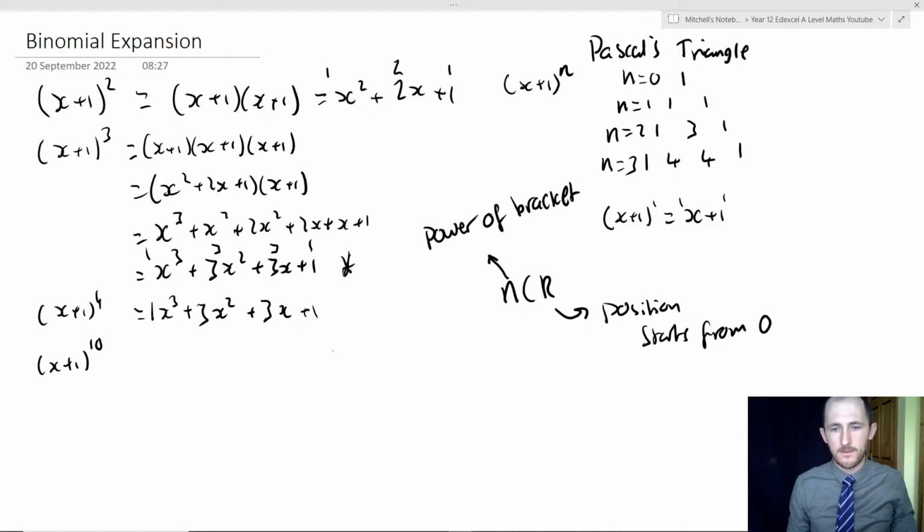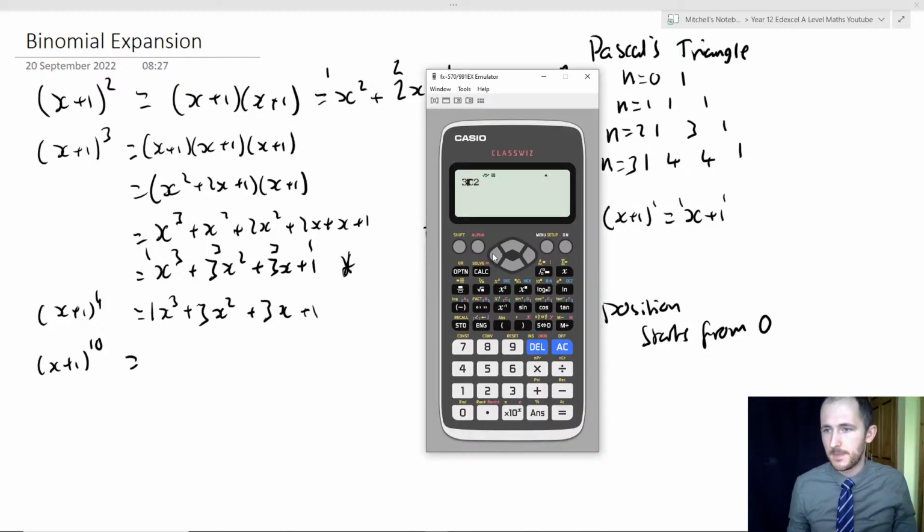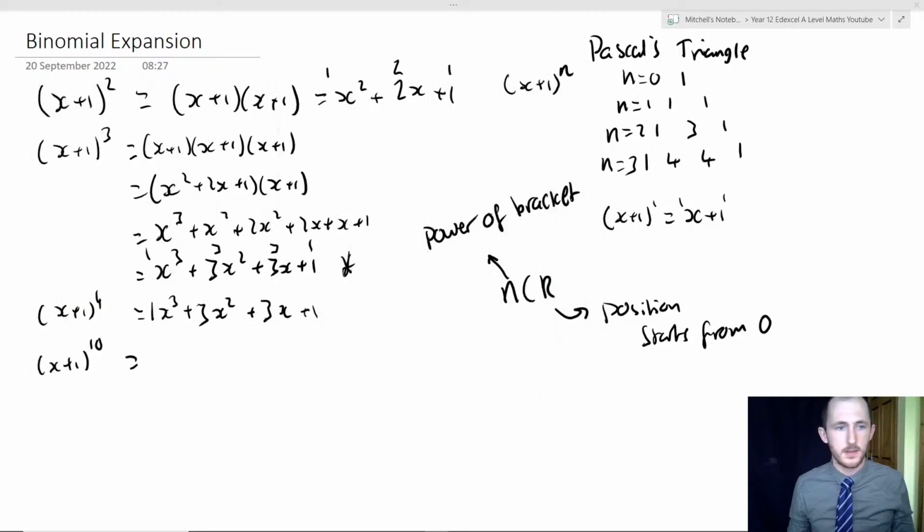Okay. So if I were to do (x + 1) to the power of 10, this is what I would do. I would get my calculator. Now, n is the first number. We change that to a 10 because I'm looking at the power of 10. And the first digit is represented by 0. Press equals, and I get 1. Okay? So I'd write 1.